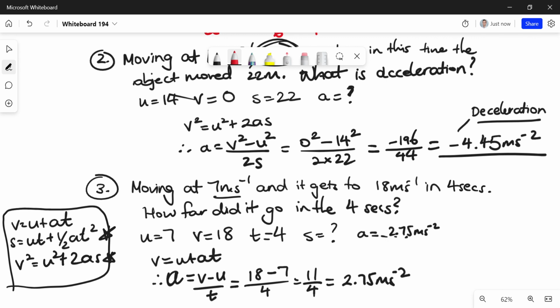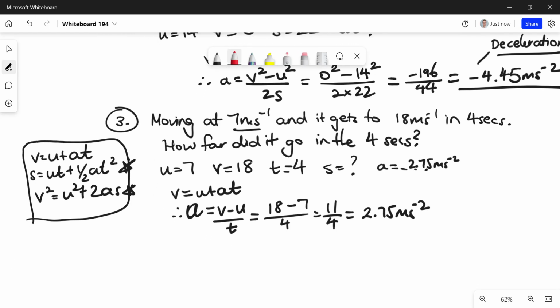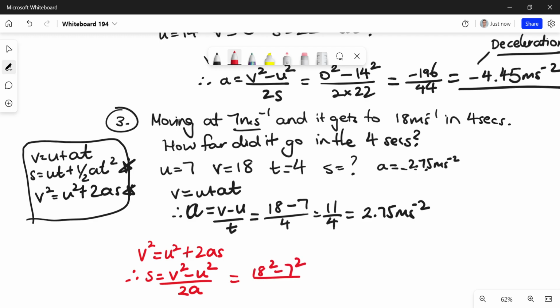It's just a matter of which one you would like to use. I'm going to choose the third one just to show how to rearrange that one, but you could definitely solve it using the second one. So we've got V squared equals U squared plus 2AS. If I rearrange that for S, I get V squared take U squared over 2A. That's because we're adding U squared, so we subtract it, and we're multiplying by 2A, so we divide by it. If I throw the numbers in, I get 18 squared take 7 squared over 2 times 2.75, and all of that is going to come to 50 meters, and that is the answer to the question of how far it went.